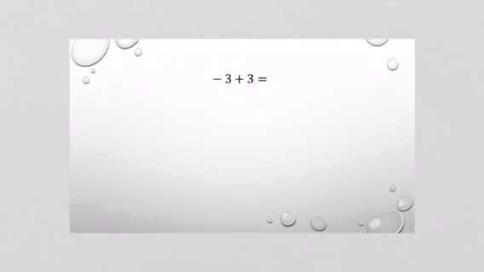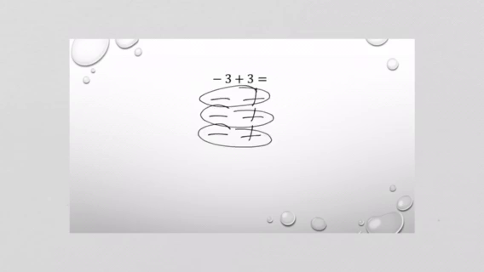Okay, this one might look familiar from the opposites video. We have 3 negatives and 3 positives. Remember, they're opposites or additive inverses? And what happens when you add opposites together? The sum is 0.